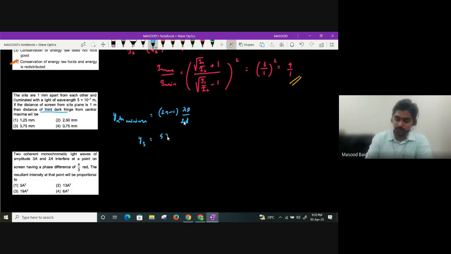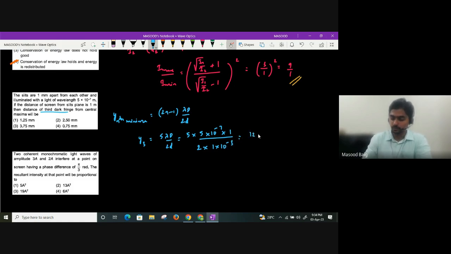I'll write it as 5 lambda capital D divided by 2d, which is 5 into lambda value, given as again 5 into 10 power minus 7 meters. Capital D value is given as 1 meter, 2 into small d value is 1 mm apart, guys. 10 power minus 3, we will get 25 by 2.